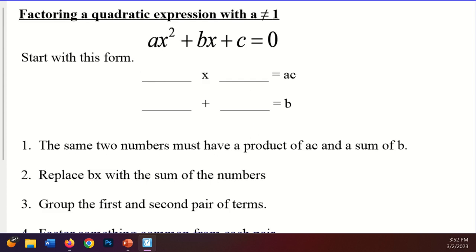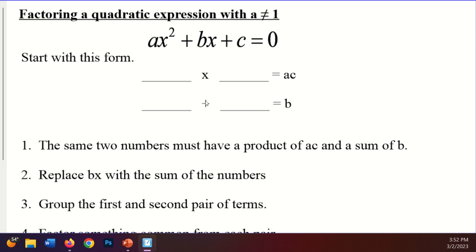Now, should you come across an expression where a is not equal to 1, we have an additional step. It's similar, but we have to multiply a times c. Now, in the previous one, a was 1, so 1 times c would be c, but here, since we have a different value, we're going to go a times c.